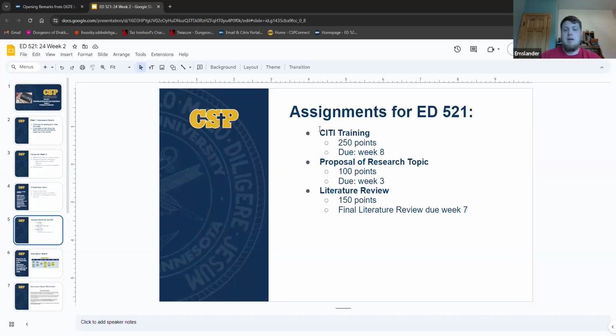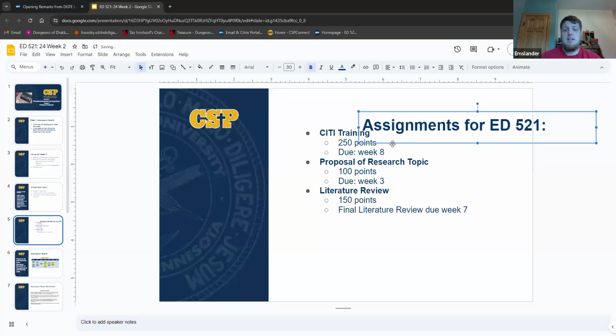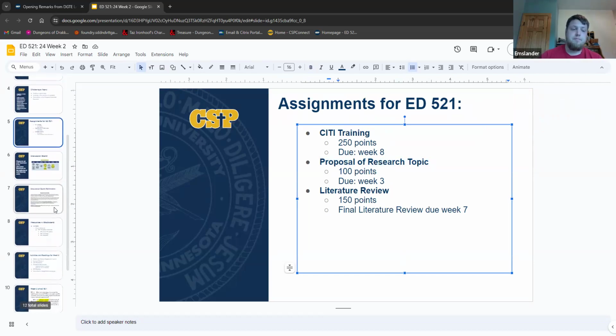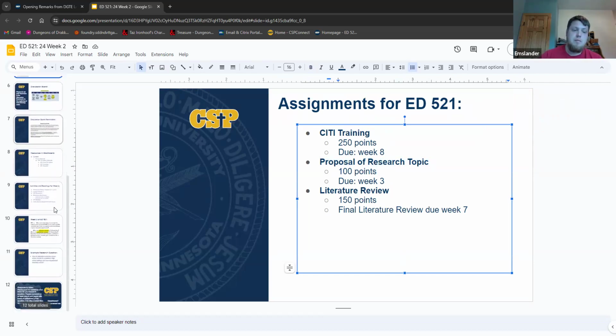Just a reminder on your assignments, some people have already got the CITI done. That is excellent. Keep it up. If you find yourself with a little extra time and you want to knock something out so that you don't have to worry about it week 8, that is a great thing to work ahead on. Your proposal of your research topic paper is due week 3. We will talk more about that at the beginning of the week, but you can look at the syllabus for now. And then your literature review will be due week 7.